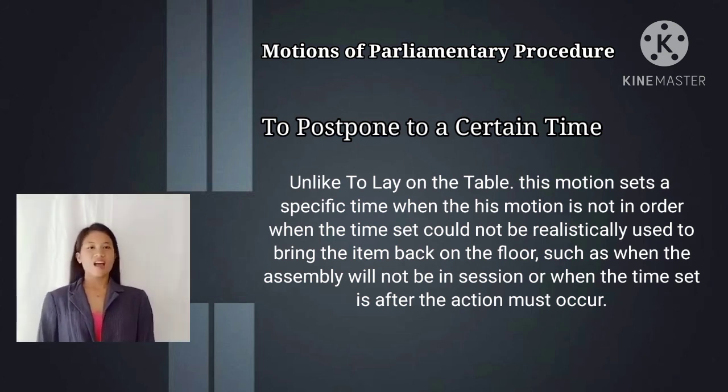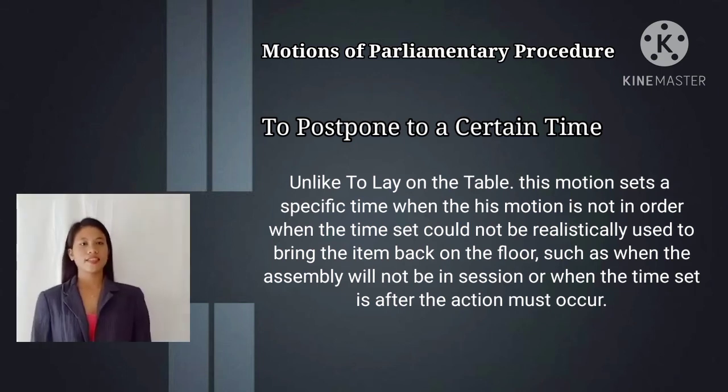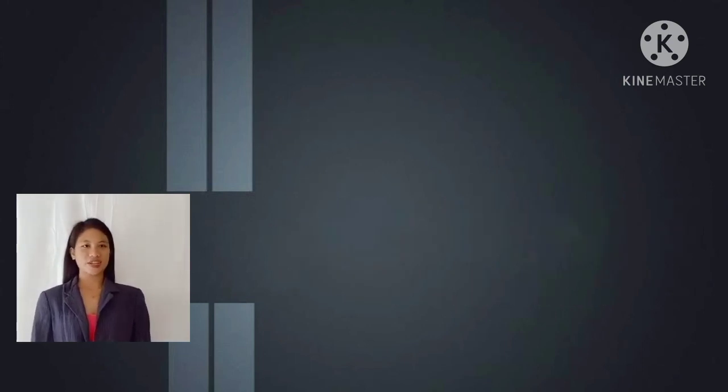This simply says, I move to postpone the motion until. You can set a specific time and date if it is needed, but you cannot delay it longer than 3 months. So that's the end of my discussion. Thank you.